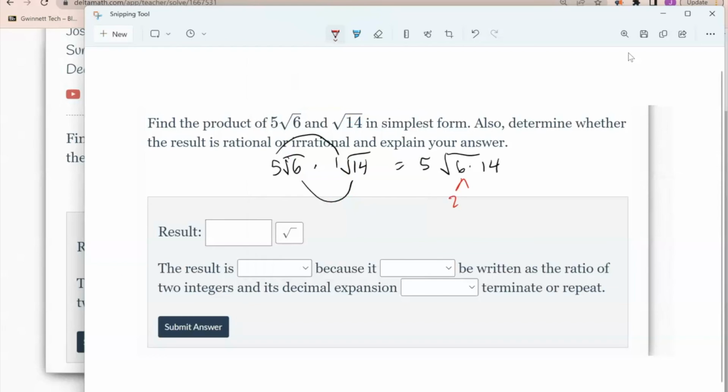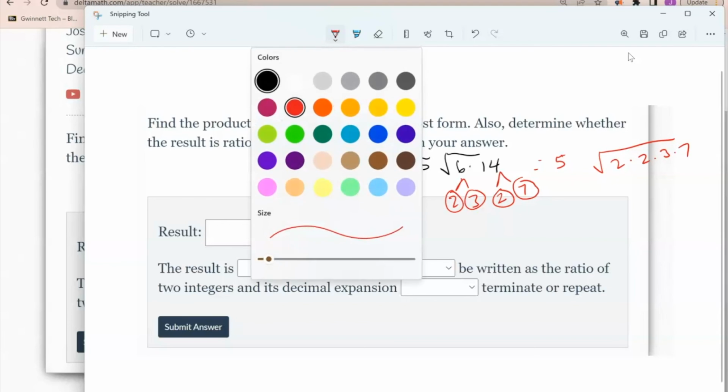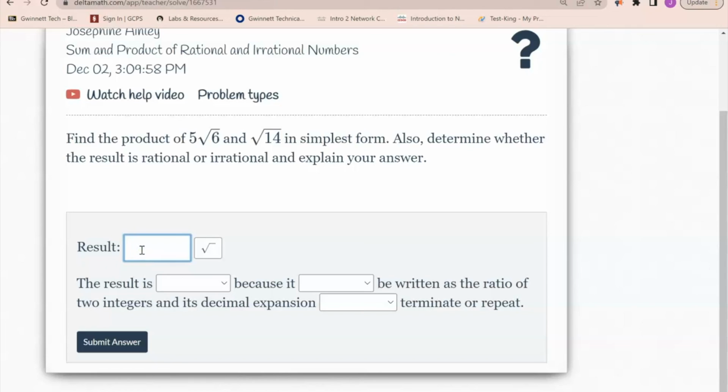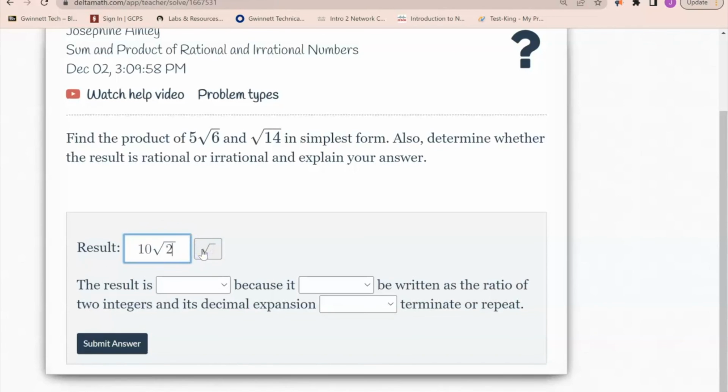So 6 breaks down to 2, which is prime, times 3, which is prime. 14 breaks down to 2, which is prime, and 7, which is prime. So I have 5, leave a little space for your books, and then in order I have 2 times 2 times 3 times 7. All right, what do you see? I see a book of 2, so I put that outside. Anything else? No. So I'm going to have 10 radical, 3 times 7 is 21. And again, because we still have a radical, the result is 10 radical 21.